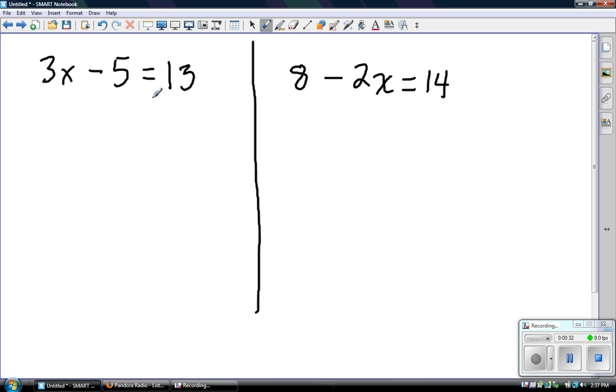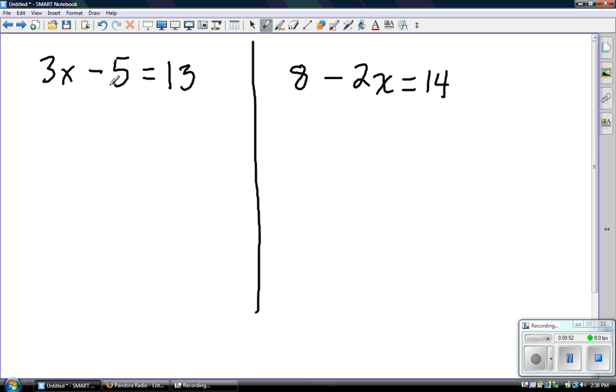Okay, so the main thing we have to do is think about always our two big processes: opposite operations and balance. That's what allows us to solve just about any algebraic equation there is. So the first thing we need to do is figure out what opposite operation we're going to use first. Now, we're going to first work with this minus 5.